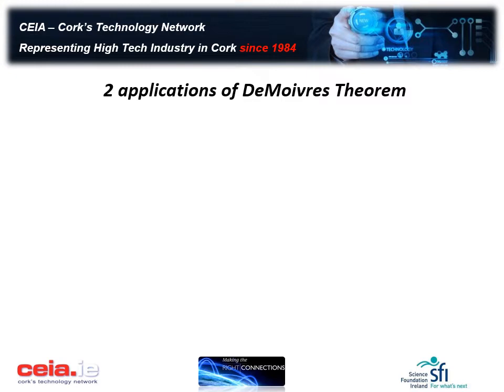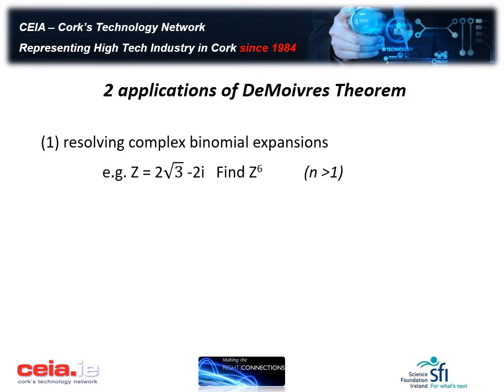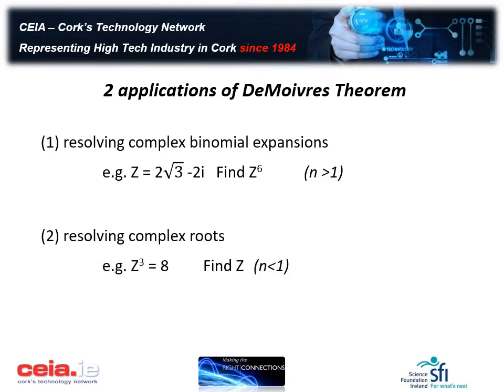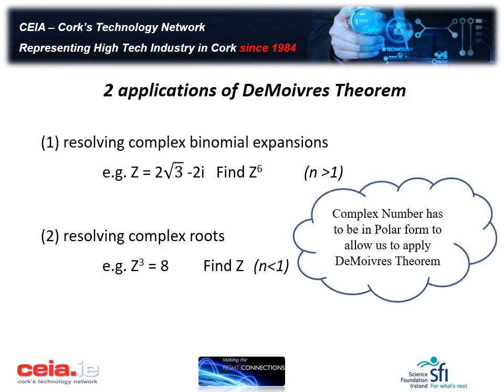Okay, so there are 2 basic kinds of questions that could come up in the exam relating to De Moivre's theorem. The first one is resolving complex binomial expansions, or binomial expansions of complex numbers. An example of this might be z is equal to 2 root 3 minus 2i. Find z to the power of 6. The second kind of example is resolving complex roots. You'll be given something like z to the power of 3 is equal to 8. Find z, which is the cube root of z to the power of 3. So let's take a look at both of those examples.